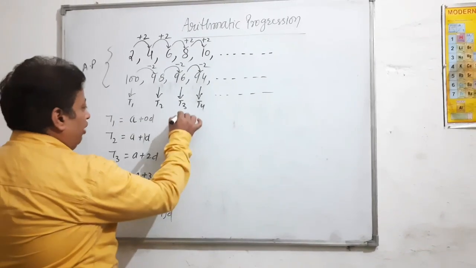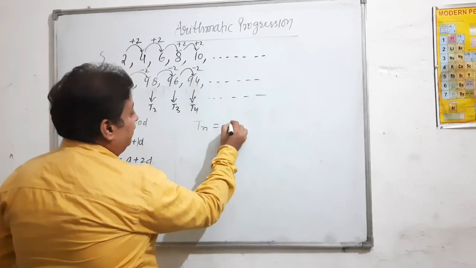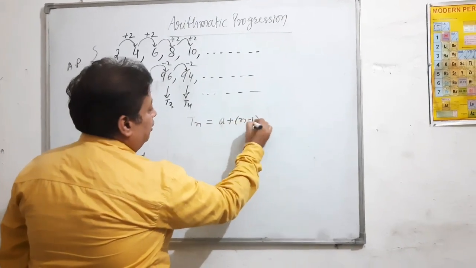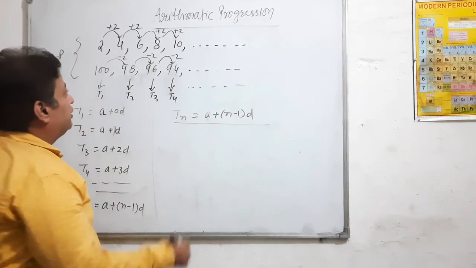So you find the term that is known as the general term of the arithmetic progression. It is known as the general term of the arithmetic progression.